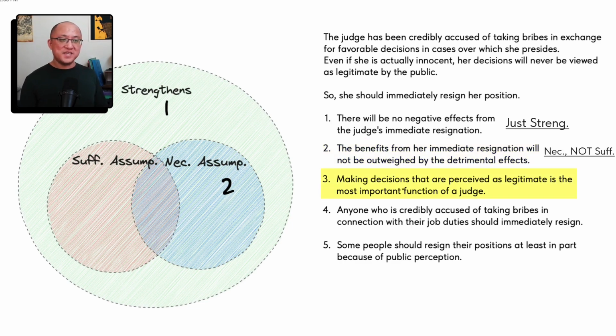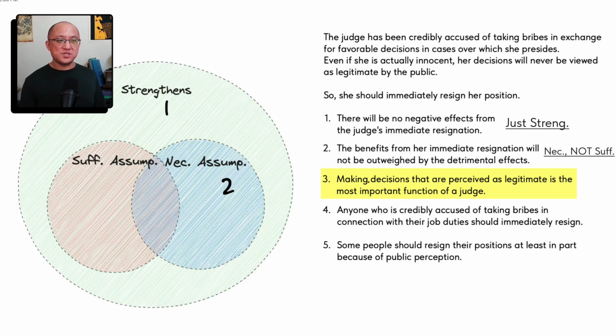What about number 3? Making decisions that are perceived as legitimate is the most important function of a judge. So if this is true, that having your decisions be seen as legitimate is the most important function of a judge, I can see how that would help this argument because the premise was saying that her decisions will not be viewed as legitimate. So if that's the most important function of a judge, it seems to make sense that you're not serving your most important function. I can see how that would be a reason now that you should resign. So number 3 is going to help this argument. Does that make it a necessary assumption though? Well, let's see.